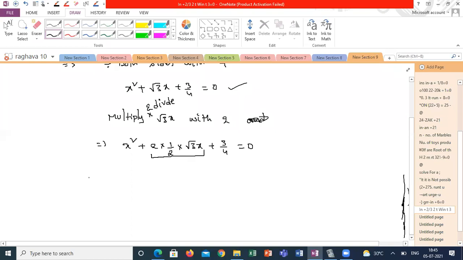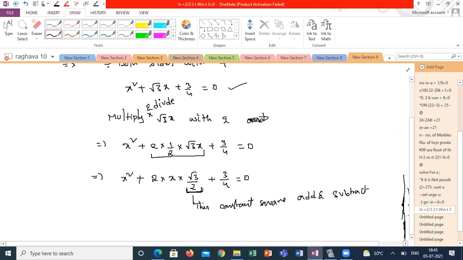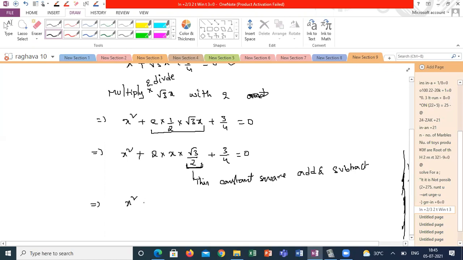Now restructure this middle term. How am I restructuring? x square plus 2 into x separately and the remaining constant separately. Whatever constant is coming, it is looking like x square plus 2ab, so this is like your b value. This constant square, add and subtract. I add and subtract root 3 by 2 whole square: x square plus 2 into x into root 3 by 2 plus root 3 by 2 whole square minus root 3 by 2 whole square. I am adding and subtracting the same thing, so it doesn't matter, it is equal to 0.